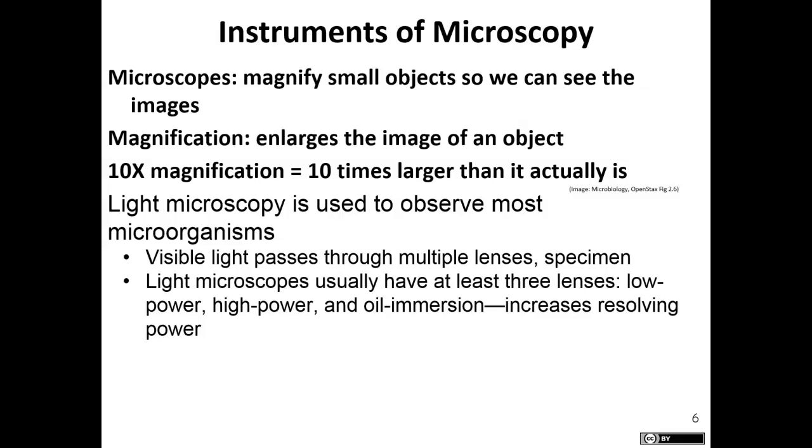What magnification does is it enlarges the image. So if you have something that is 10 times magnified, that means it's going to be 10 times larger than it actually is. Light microscopes are used to see microorganisms. They are one of the most common microscopes used. Using light microscopy, we take visible light, we pass it through multiple lenses, not just one, and then we're able to see the microbe as a much larger image.